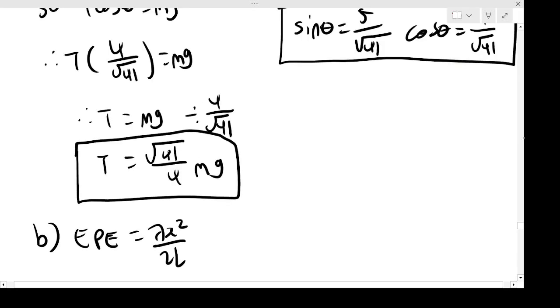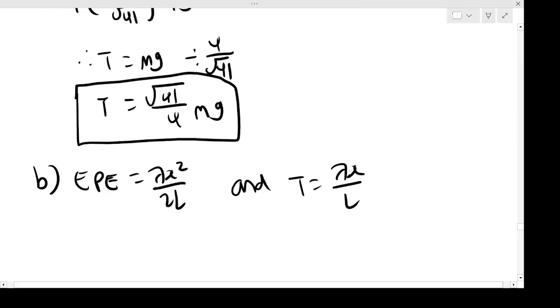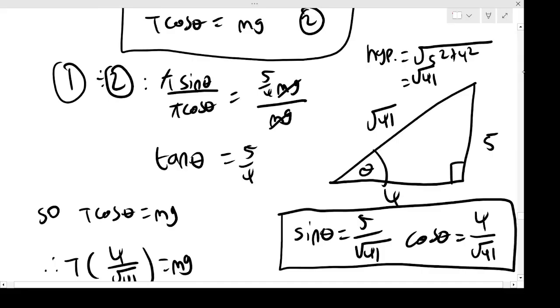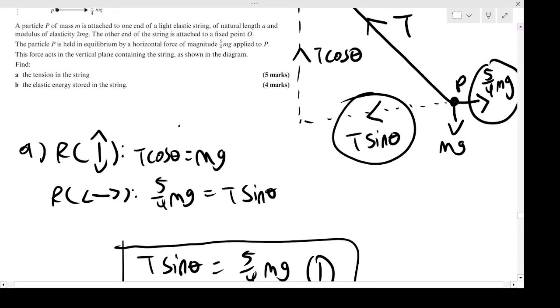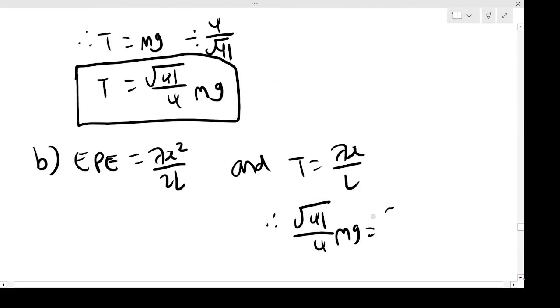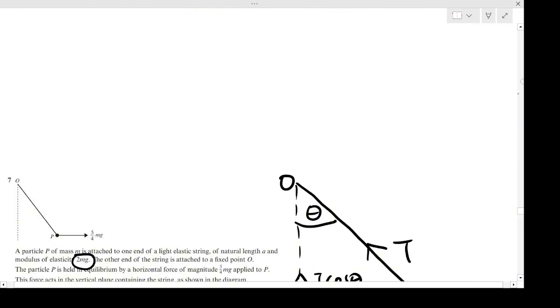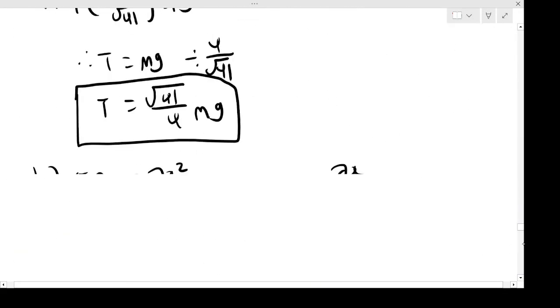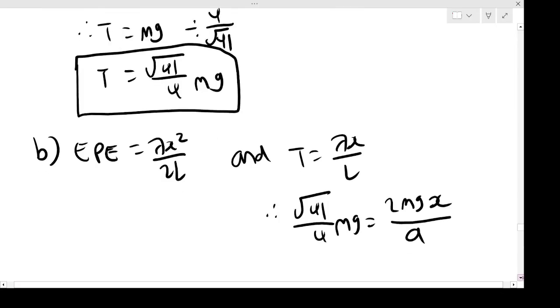But thanks to part A, I know what my tension is. And I also know, because of Hooke's law, that T is lambda x over L. So that means T, which is root 41 over 4 mg, is going to equal lambda x over L, where lambda is 2 mg, times x divided by the natural length, which was A. Yes, natural length A. And so at that point, we just solve for x.